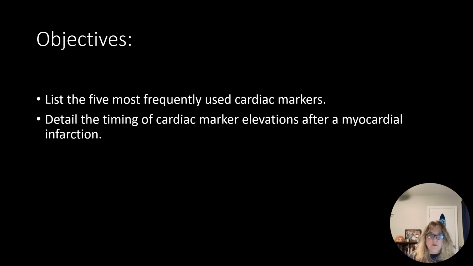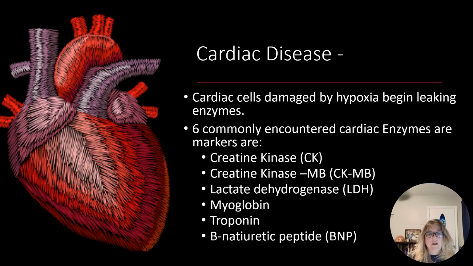We're going to talk about the 5 most frequently used cardiac markers, and we're going to detail the timing of when the cardiac marker elevations after an MI should occur. With cardiac disease, the cardiac cells become damaged as a result of the hypoxia, and when they do that, they start leaking enzymes. Now, there are 6 commonly encountered cardiac enzymes, and these include CK, creatinine kinase, CKMB, lactate dehydrogenase, LDH, myoglobin, troponin, and then B natriuretic peptide, or BNP. And we're going to look at these.